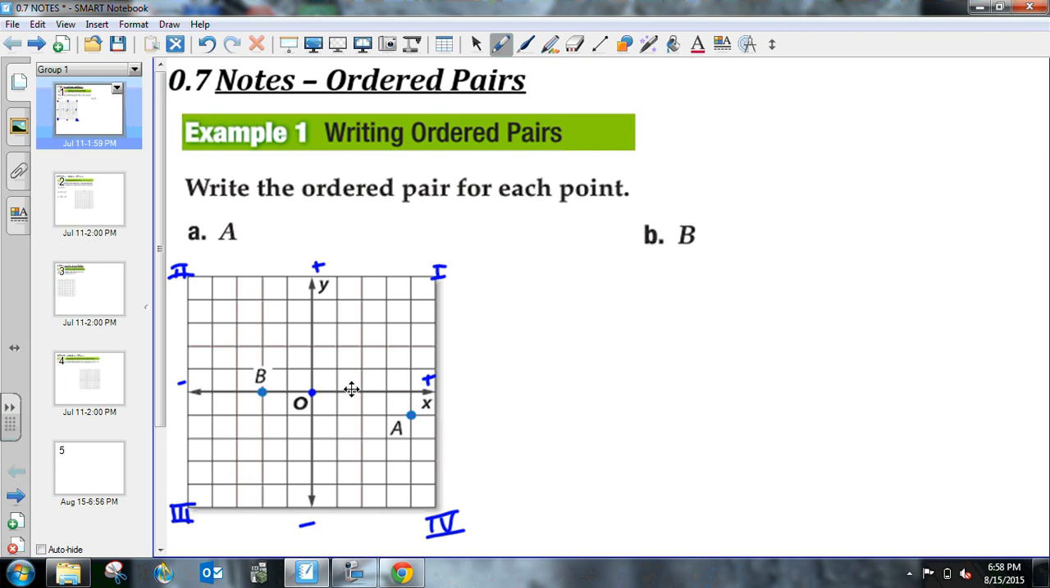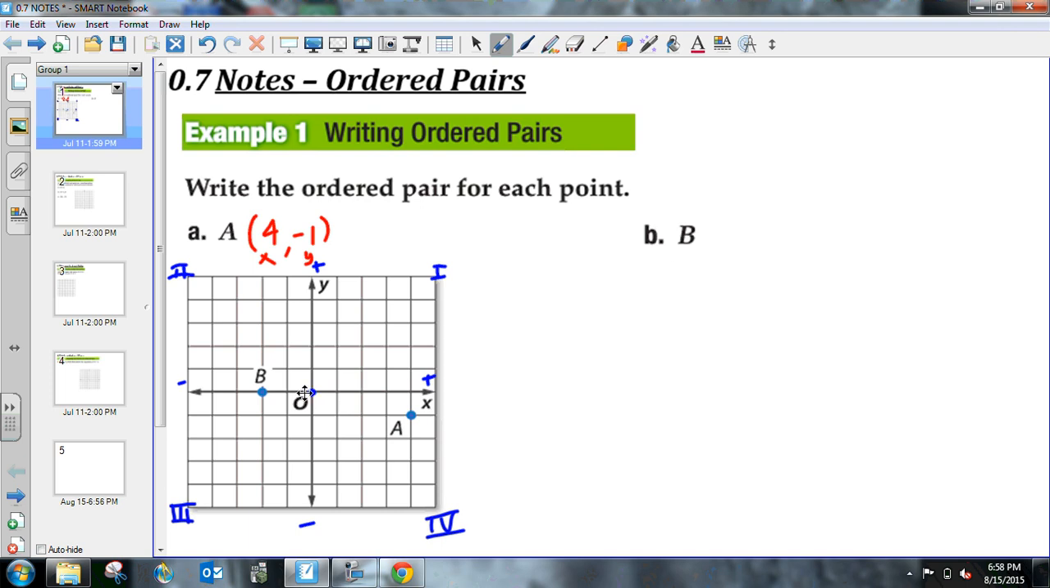At point A, if I'm going to count this or determine the location of where this is, I'm going to start at my origin and I'm going to move to the right 1, 2, 3, 4 units and down 1. So that's the point 4, comma, negative 1. Okay, this is my x value and this is my y value, and that's the location on the graph.